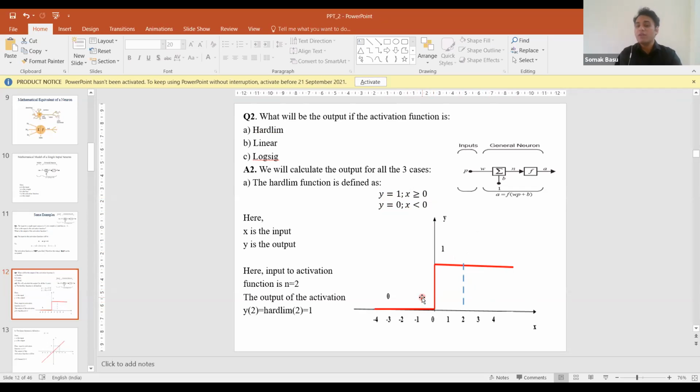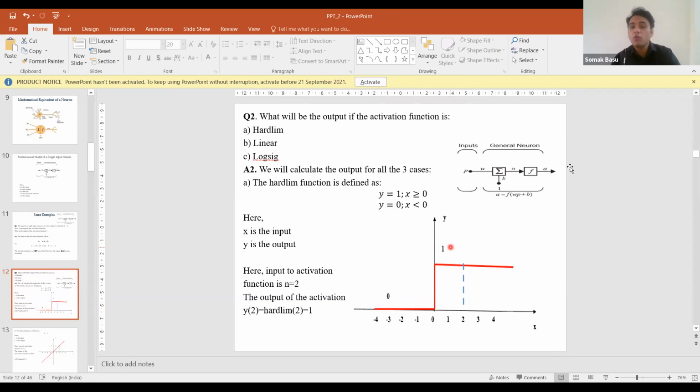In mathematics, you would have studied about the step function in maybe school, or in 12th standard, or maybe first year of mathematics. So what is a step function? If there is a sudden change, then this is called a step function. So the hard limiting function is somewhat like the step function. If the input is less than 0, the output is something else. If the input becomes 0 or above, the output suddenly jumps to 1.